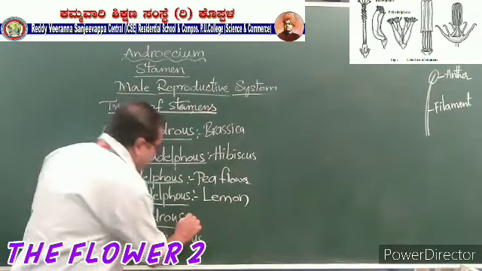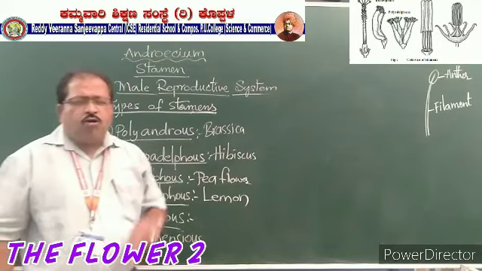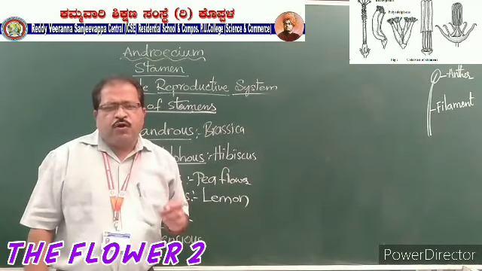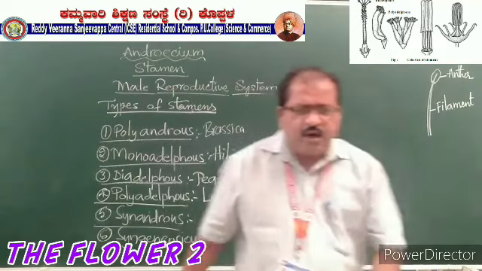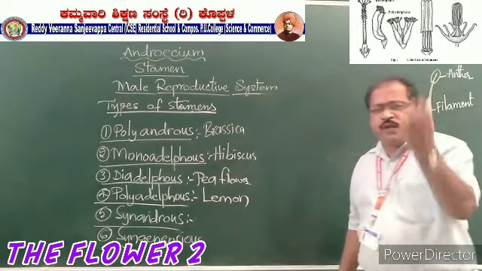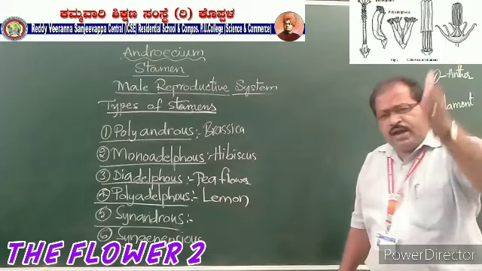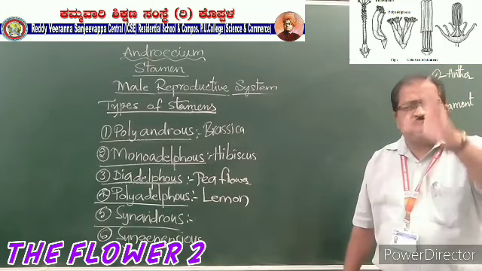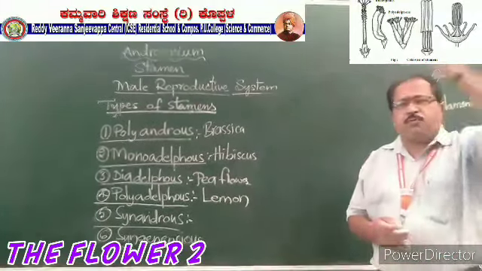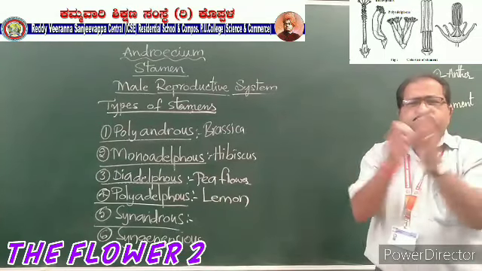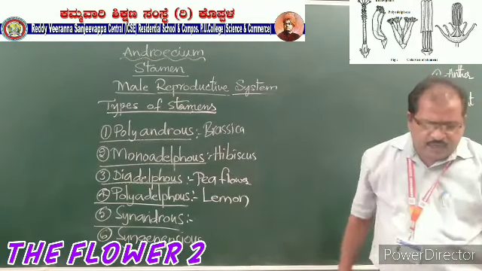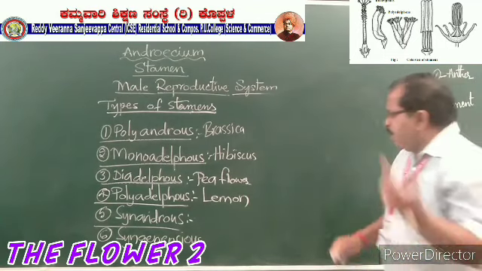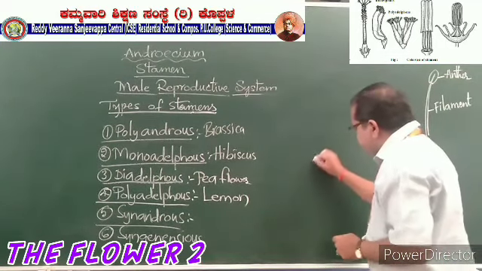And come to the next one, synandrous. This is the condition where all the filaments as well as the anthers, right from the top to bottom, are fused together and form a cylindrical shape.